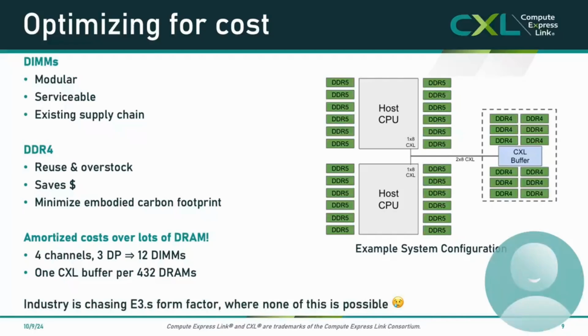One of the key insights from our focus on cost efficiency was that we need to increase the amount of memory we can support behind a single CXL controller. This is to help amortize the infrastructure costs such as boards, cables, and power supplies. And so we spec'd out a part that can support 4 channels of DDR4 at 3 DIMMs per channel, which gives you up to 12 DIMMs. And a single CXL buffer can thus support a large number of DRAM chips.